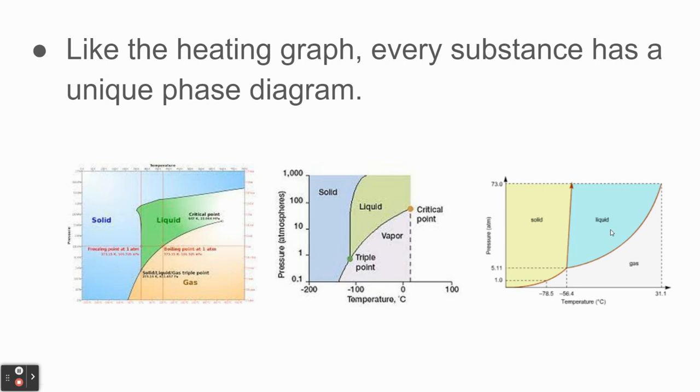Every different substance has its own diagram. So again, the places where the lines meet, how big the solid part is, how big the liquid part is, that all changes from one substance to the next. But you still have all the same parts.